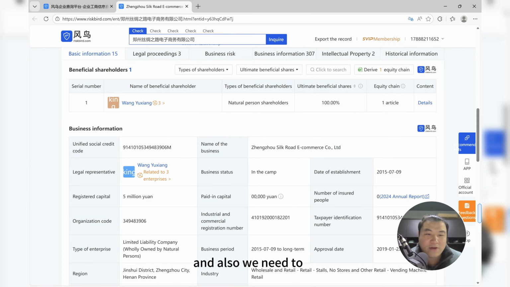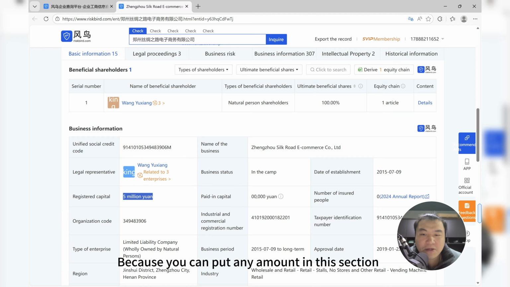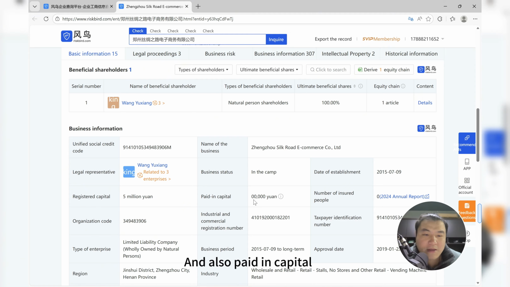Next we check the founding time, when the company was set up. It's since 2015, so it's almost 10 years. It's quite a long-established company. And the registered capital. Sometimes this information is not important because you can put any amount in this section, so it really doesn't matter. And also paid-in capital and the number of insured people.